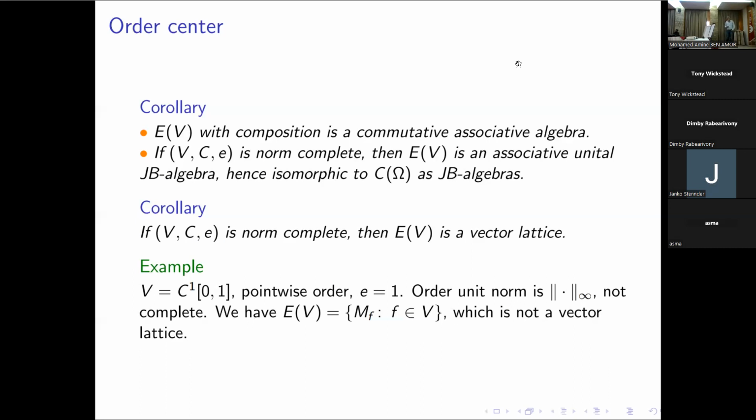So even if V has no lattice structure at all, maybe norm completeness of the order unit space is enough to get that the center is a vector lattice. Maybe because it is trivial, that could be. Without the norm completeness, that is not true. Take the differentiable functions, for example. Then it turns out that the order center consists of multiplication operators where we multiply by continuously differentiable functions, and that is not a vector lattice. So we really need something like the norm completeness here to get the result.